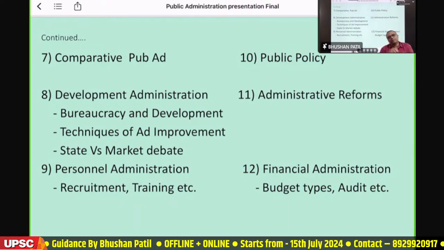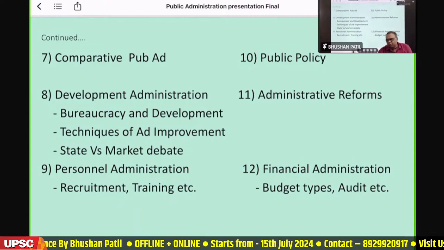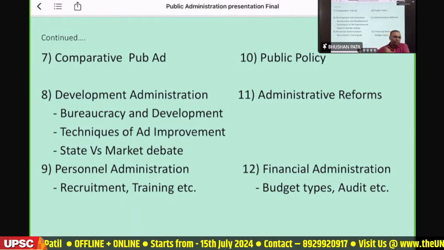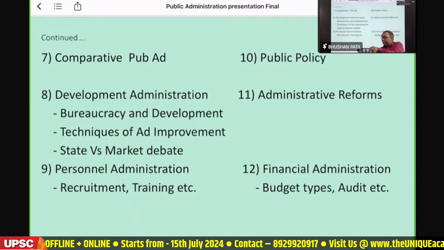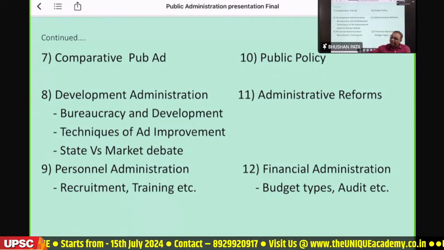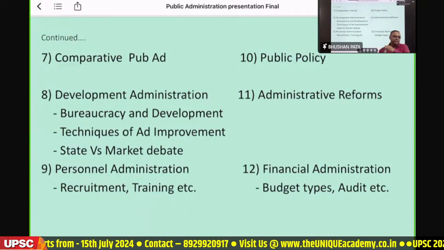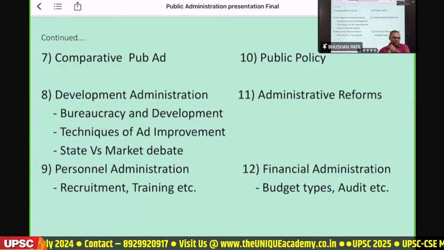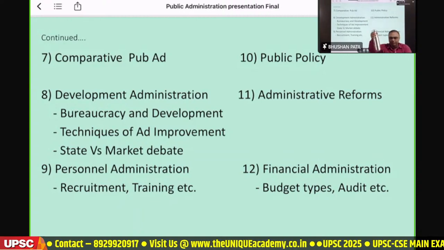This is called the state versus market debate. Means what should be the role of state in development, what should be the role of market in development. So it's a combination. So up to what extent it is correct or wrong, that debate we study here.